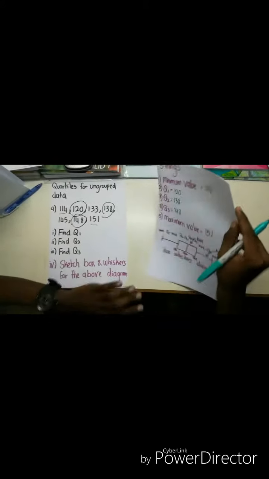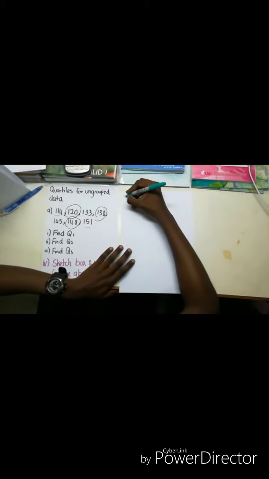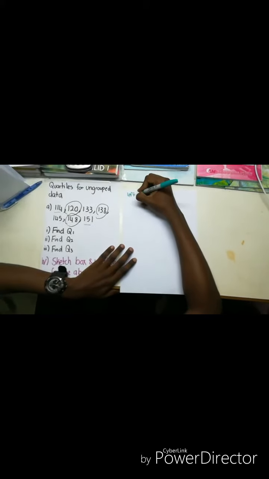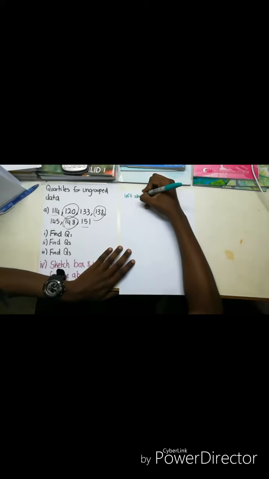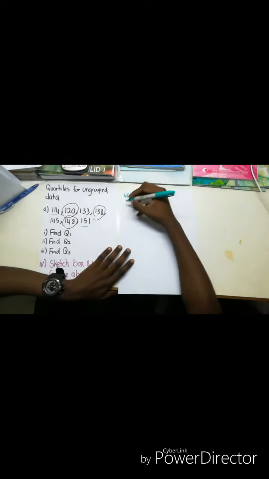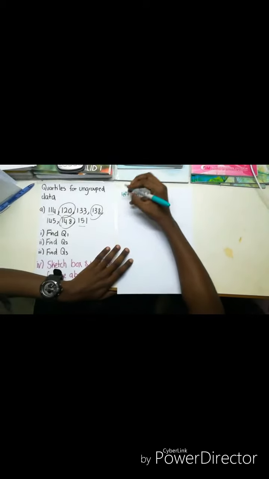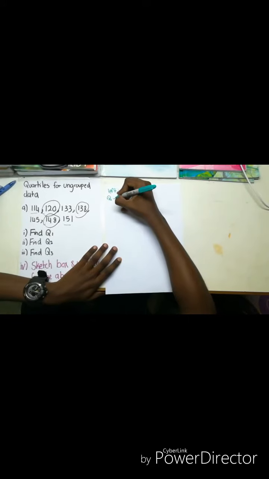So, for the left whisker, Q1 minus minimum value.